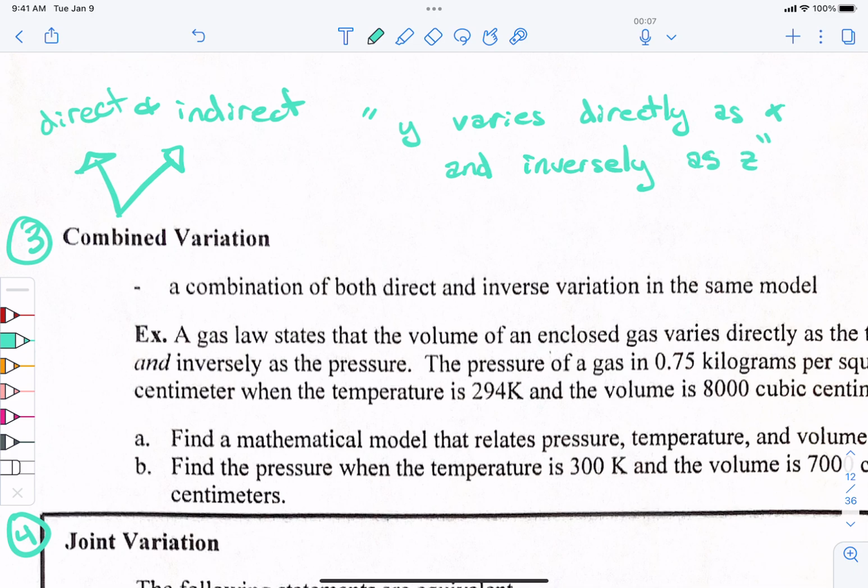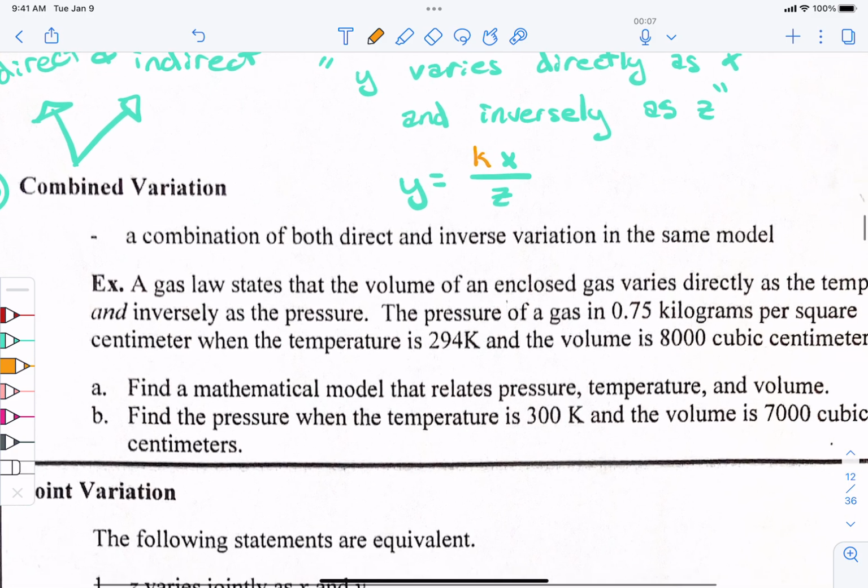Okay, here's what this looks like. y equals... This is direct and inverse at the same time. The direct one is x, and the inverse one is z. That means x goes in the numerator and z goes in the denominator. But I have to have a k somewhere. K goes in front of all of it, or I'm going to lump it on the top with the x. So direct with x, inverse with z. The inverse one goes in the bottom, the direct one goes in the top. This is a combined variation, okay?